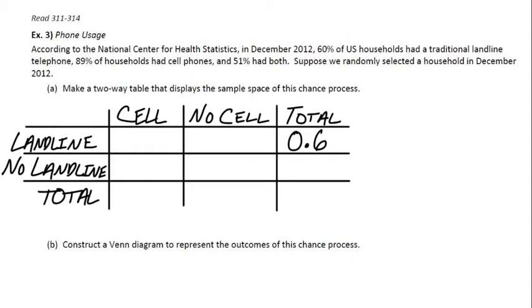So the first number I put down here is 0.6. How do I know that? Because it says 60% of households had a traditional landline. So for landline, I know the total would be 0.6. 89% had cell phones, so I can go to cell phone, that total will be 0.89. And 51% had both, so the intersection right here of landline and cell phone would be 0.51.